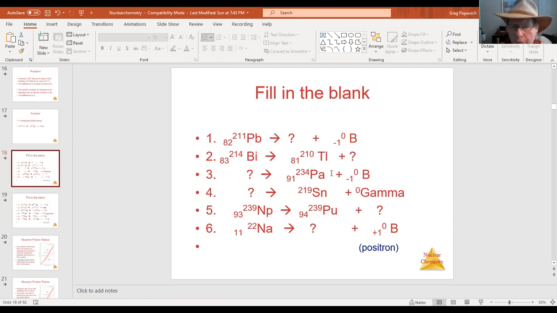Second one down, 214 equals 210 plus what? Has to be 4. 83 equals 81 plus what? 2. So the thing that I add on with this is going to be something with a mass number of 4 and an atomic number of 2. That is going to be an alpha particle.